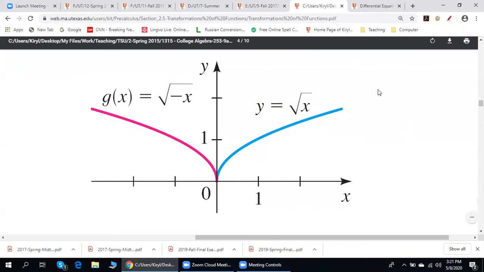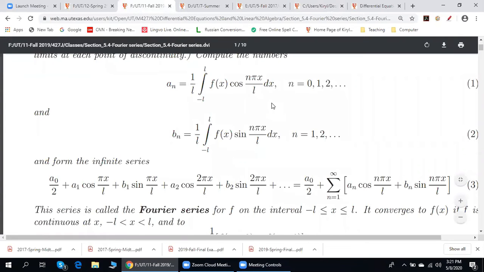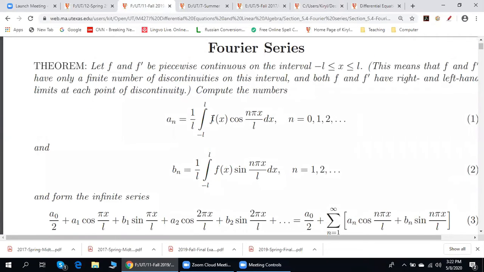But now, let us go back to our formulas. Note that if this function is odd, since cosine is even, the whole product will be odd, because odd function times even function is odd function.